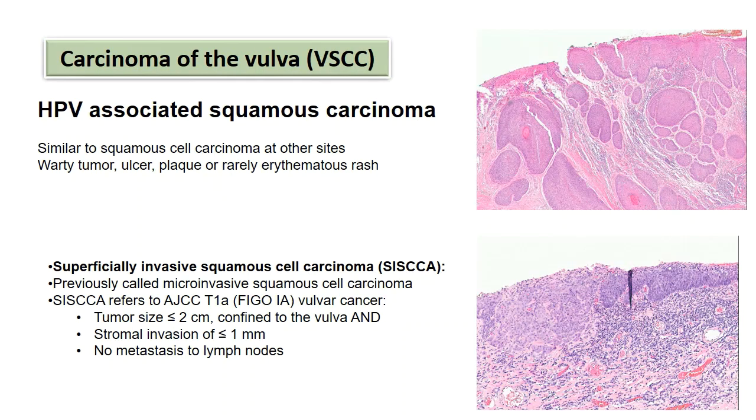Like the precursor lesions, invasive squamous cell carcinoma is also divided into HPV associated and HPV independent. HPV associated squamous carcinomas are similar to squamous cell carcinoma at the other sites. They may be a warty-like tumor, ulcer, plaque, or rarely present as erythematous rash. Now, this entity, superficially invasive squamous cell carcinoma, what are the criteria to call it a microinvasive squamous cell carcinoma as it was previously called? The tumor size should be less than or equal to 2 cm and confined to the vulva. There will be stromal invasion of less than or equal to 1 mm, and there should be no metastasis to the lymph nodes.